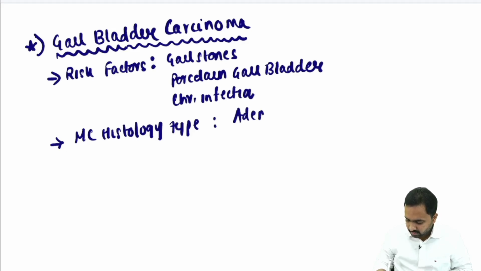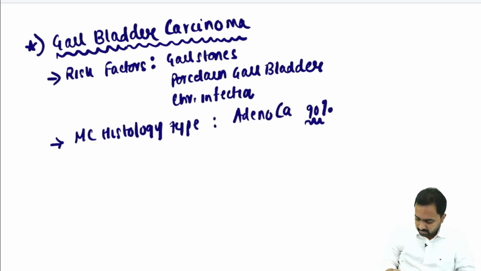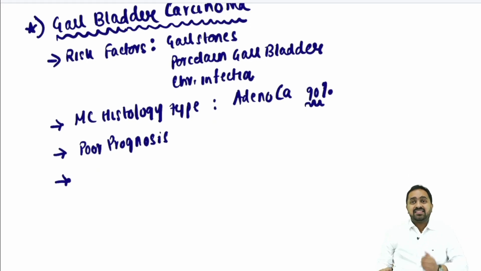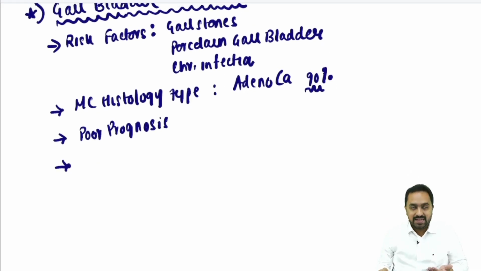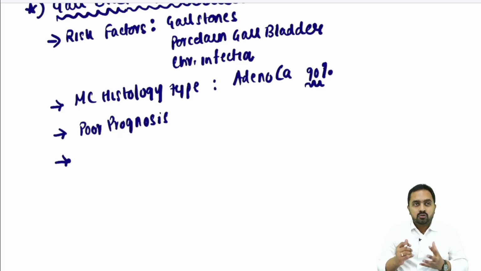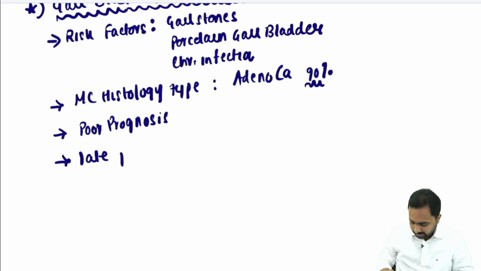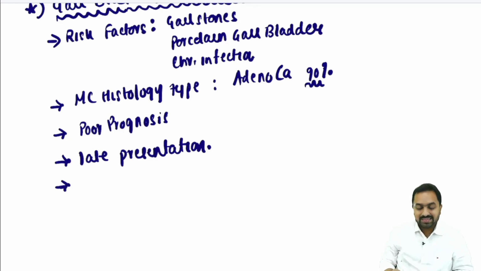It is present in almost around 90%, right? So it has a poor prognosis, right? And then such patients usually present very late. They do not have an early presentation. So in your clinical clues, you might be given that the patient presents to you very late, right? So late presentation. Then CA19-9 is elevated in almost around 80% of cases.